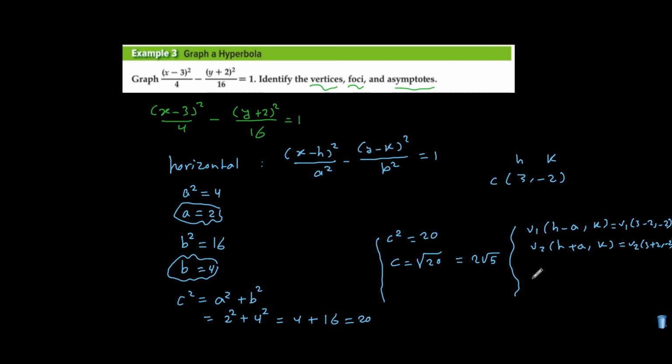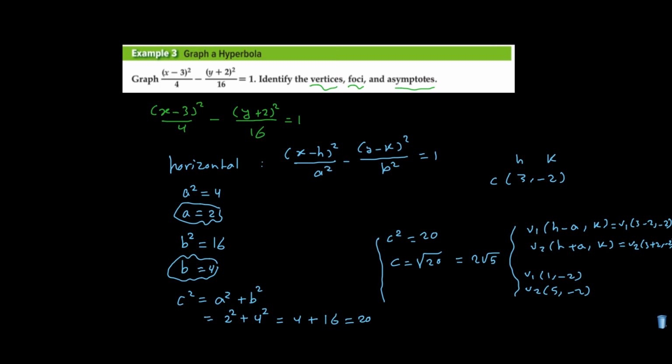To get it, v1 is (1, negative 2) and v2 is (5, negative 2). With a and minus a, h equals 3: 3 minus 2 is 1, and 3 plus 2 is 5. k is constant, it doesn't change, negative 2, negative 2. That's good.